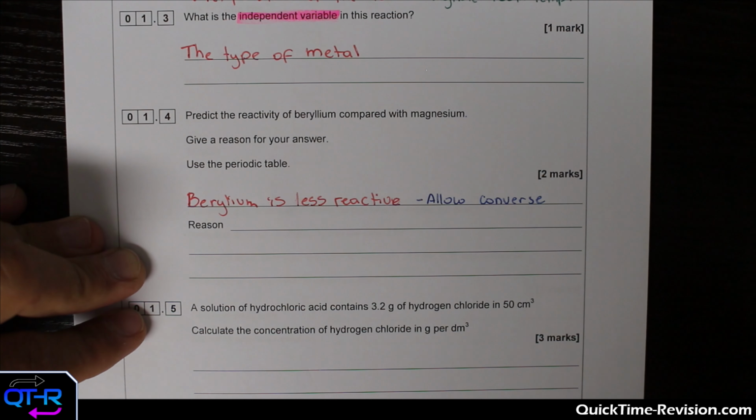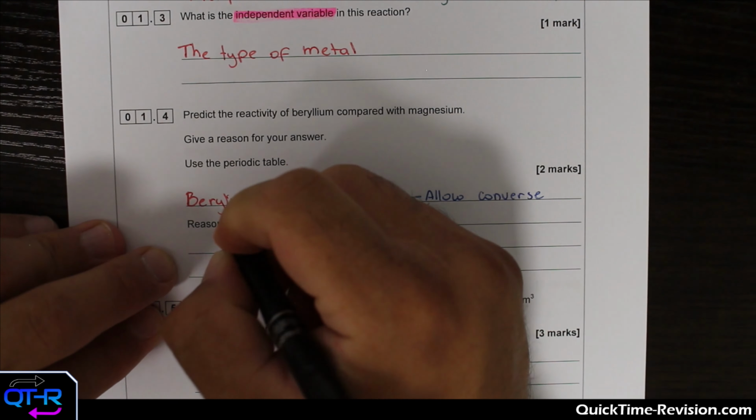You could also say that it's higher in the group. You could also say that the reactivity increases going down the group. So any of those things will give you the mark when talking about beryllium, but you could also write the converse of it, or say the opposite, which would be that magnesium has less attraction between the electron in the outer shell and the nucleus, and so on. Okay, so let's write down some of those answers.